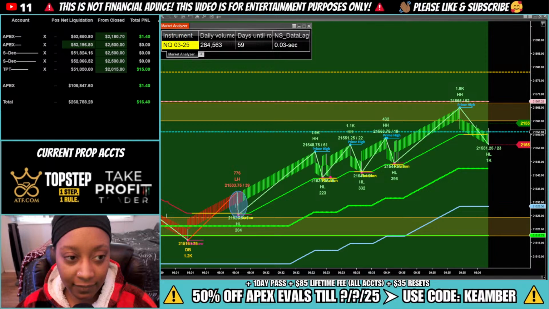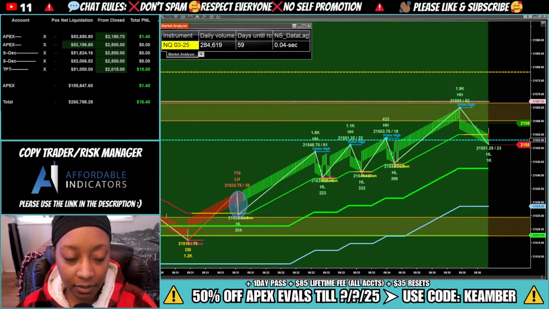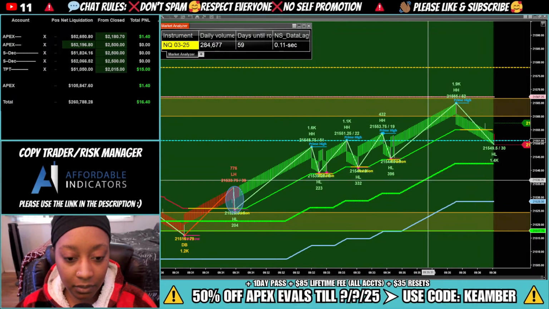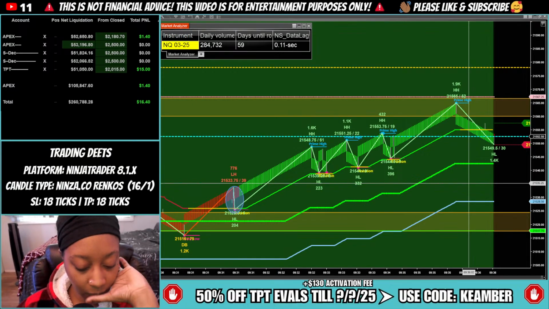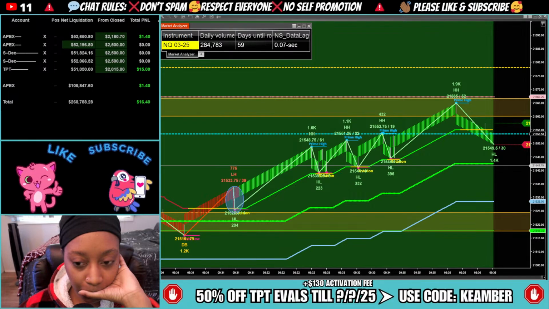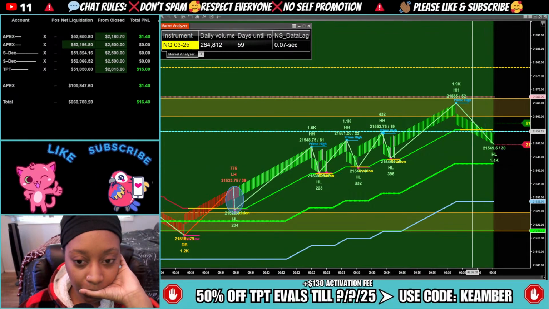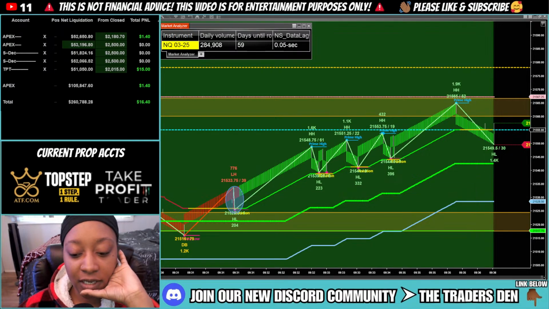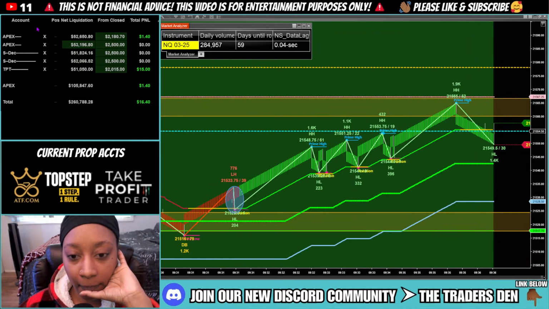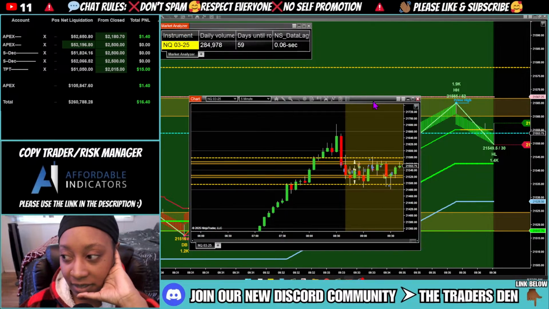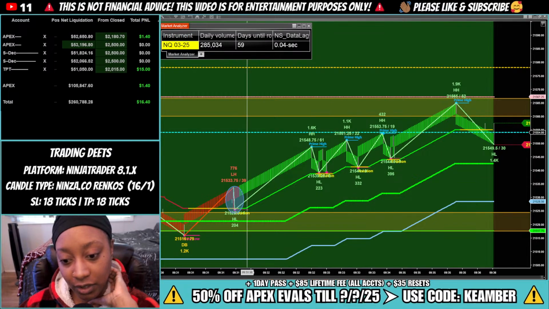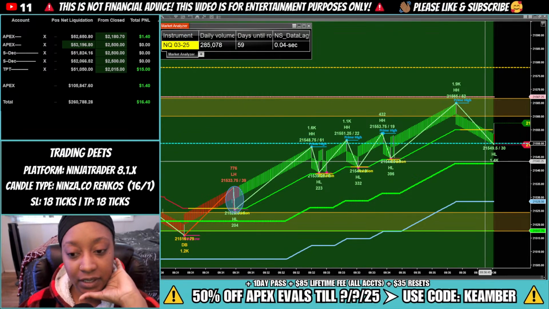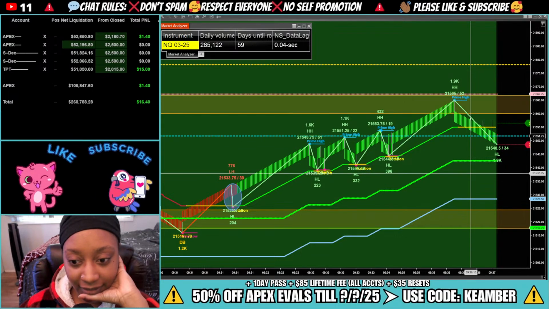The sellers are not giving in. I was looking for a trap, but it does not look like that's gonna happen. But you see, we rejected right off of the top of the range. And I did not get a signal to buy yet. If I get a signal to buy, I'm going to take the trade because I don't trade like that. But I just wanted to see how it would react there again.